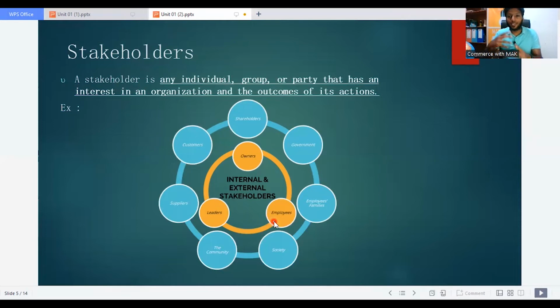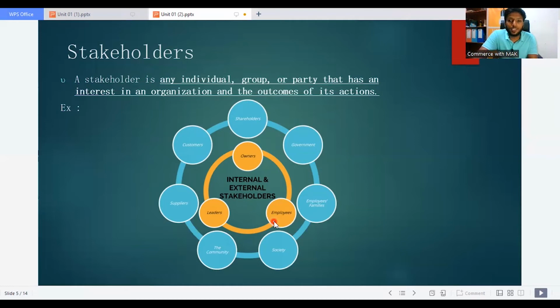These people are there with the business, but they are externally apart from it, and you can't control them. They are outside the business, but because of your activities they are getting affected or they have an interest in your business. Now moving on to the topic, we want to discuss who are these people who are outside.